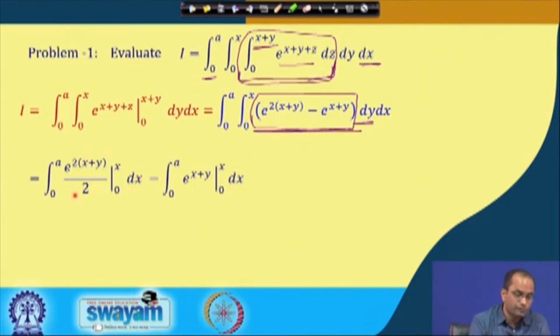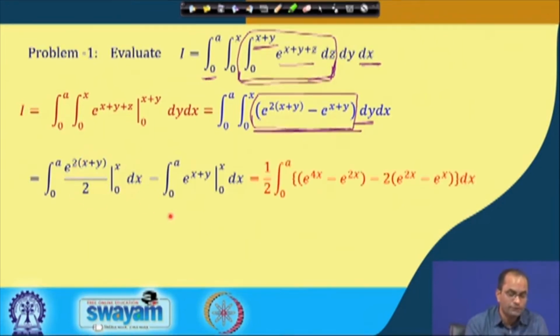We can substitute now the upper limit: y will be replaced by x. So we will have 2x and then we have the 2 there, so we will get 4x. So, exponential 4x with the half factor already there, and then we will put y as 0, so we will get 2x. So the integral will give us e power 4x minus e power 2x. From here again we will get e power 2x minus e power x. This minus sign and this half we have taken common from both the terms.